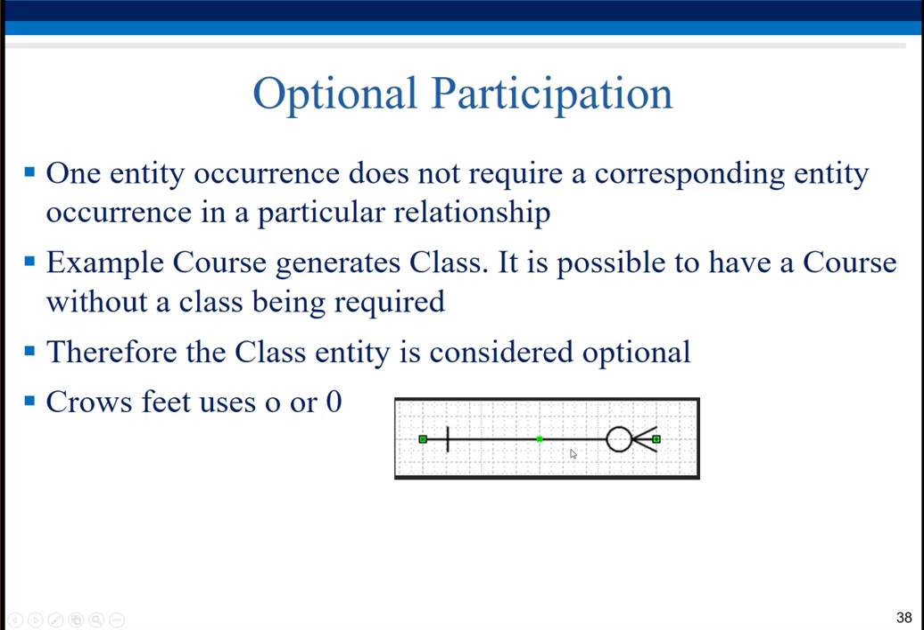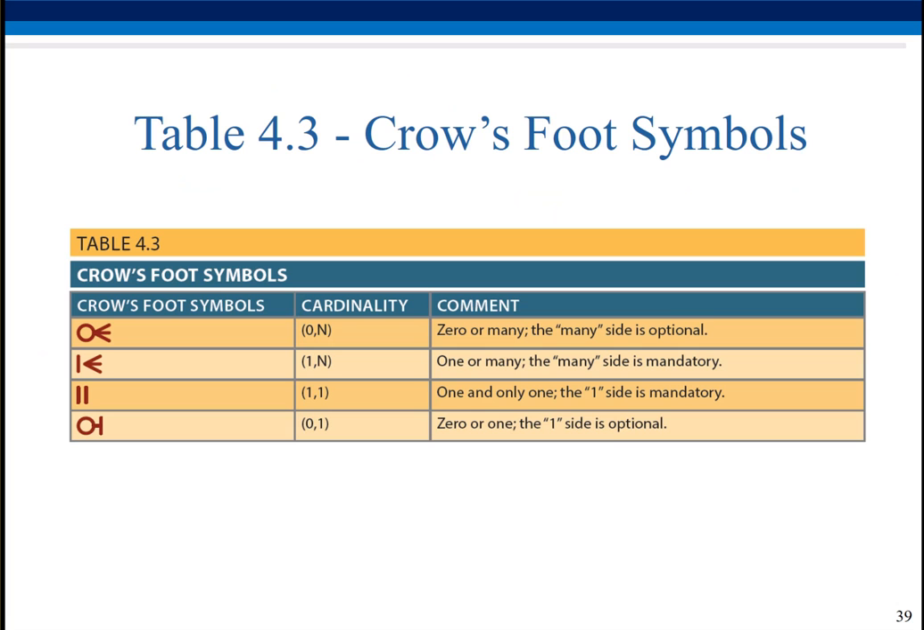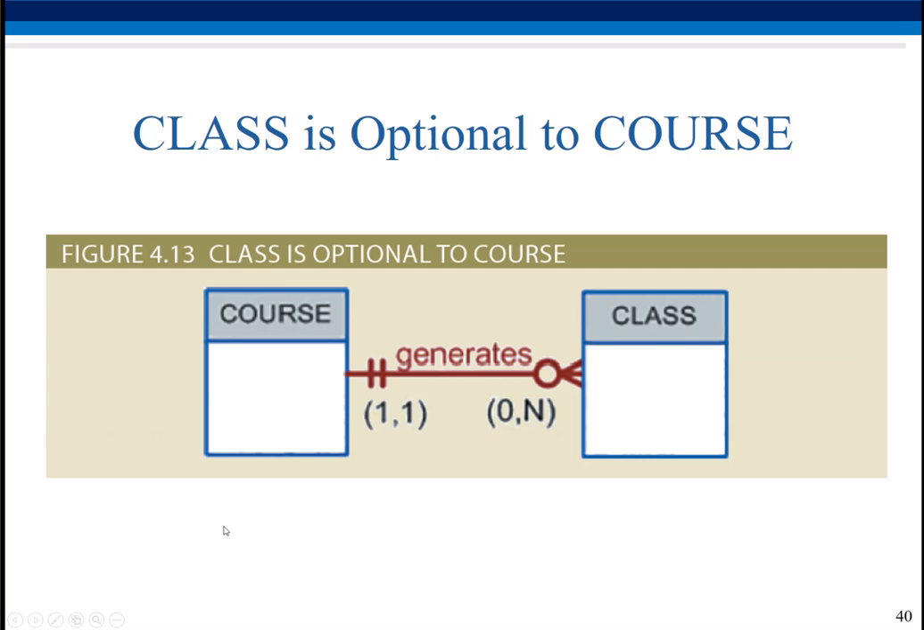This is done in Visio. You can tell it's done in Visio because of these green little things that allow you to do that. You can also do the same thing in Access. Now we have crow's feet symbols, 0 to many, 1 to many, 1 to 1, and 0 to many. And again, a class is optional over here. Therefore, you see the 0.